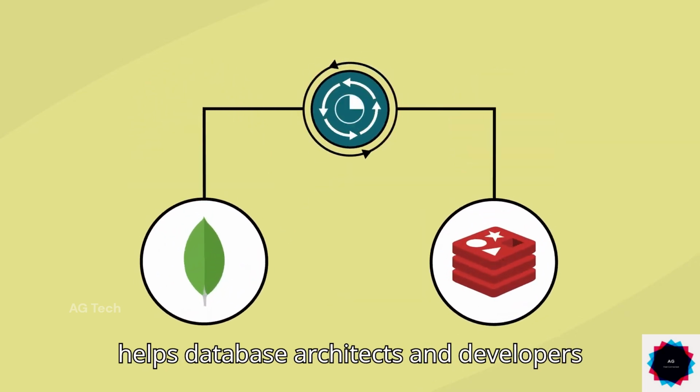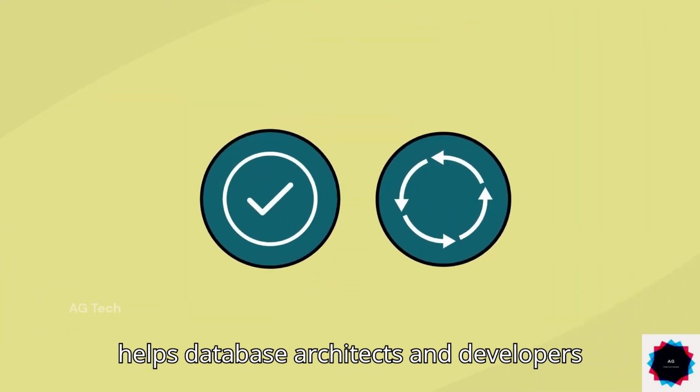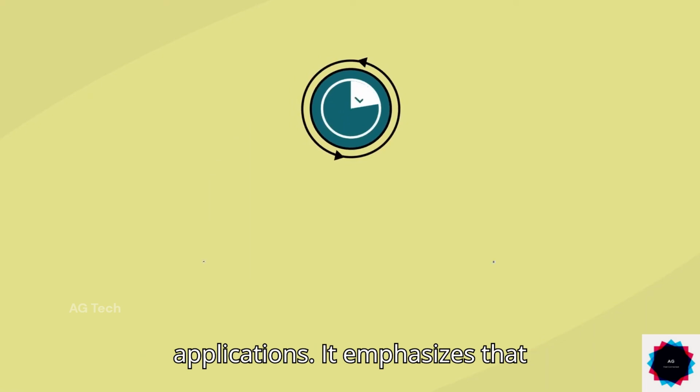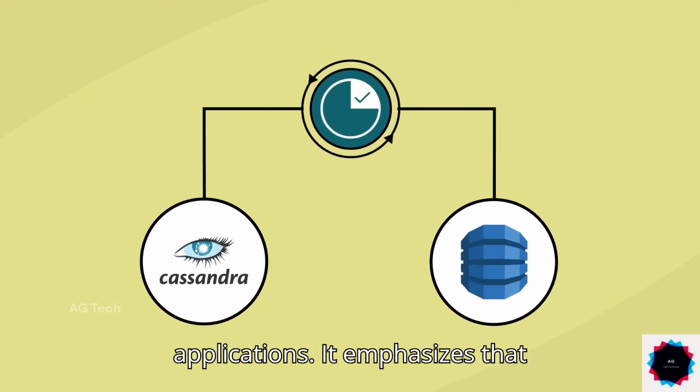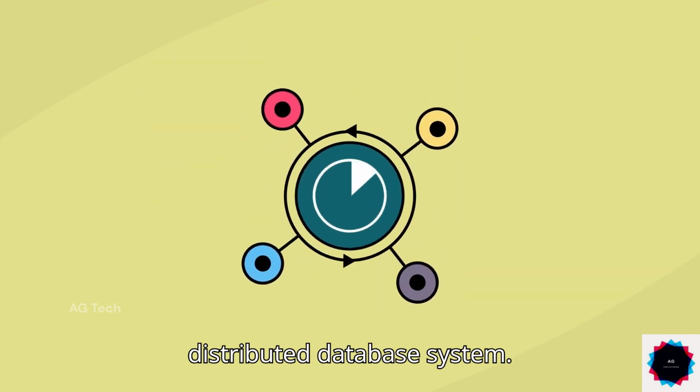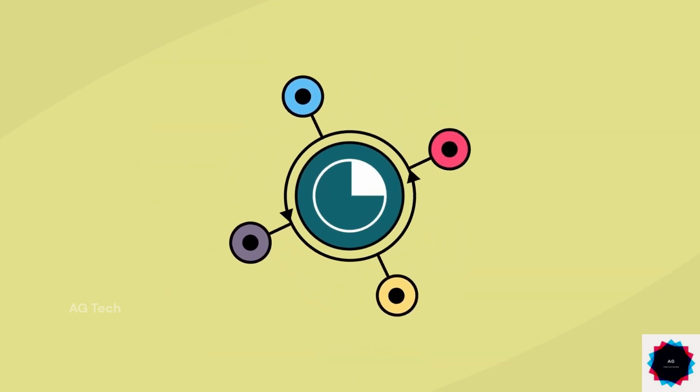The CAP theorem helps database architects and developers understand these trade-offs and make decisions based on the needs of their applications. It emphasizes that it's impossible to achieve all three properties simultaneously in a distributed database system.